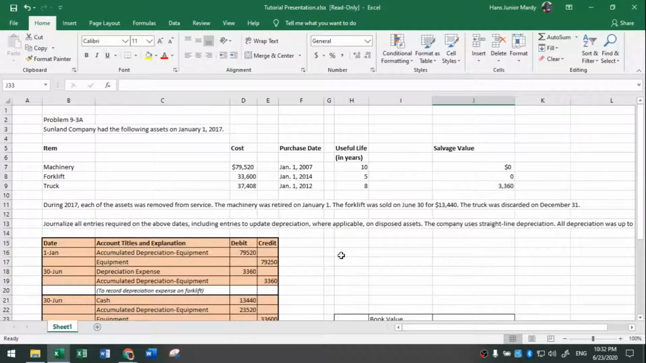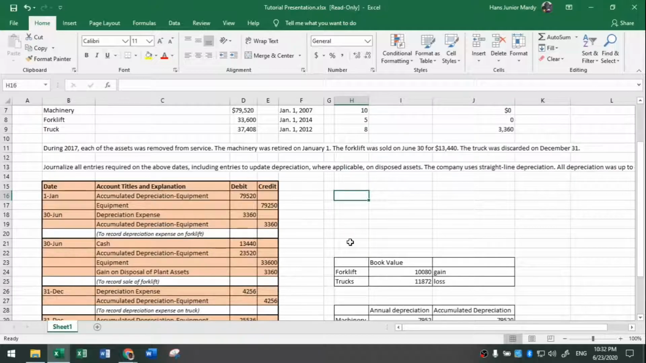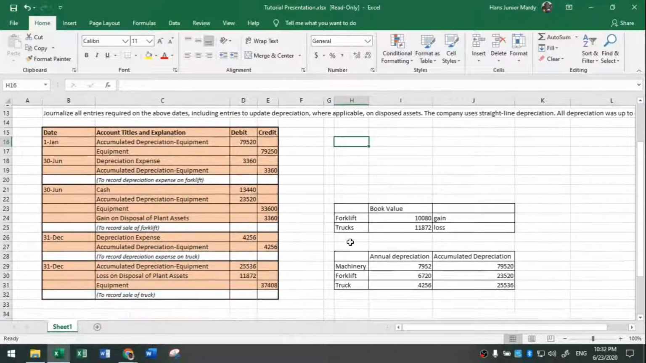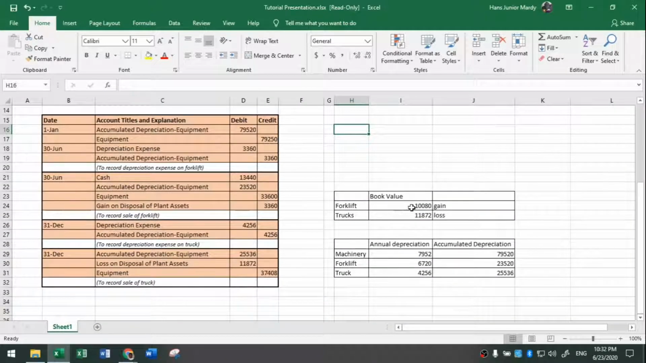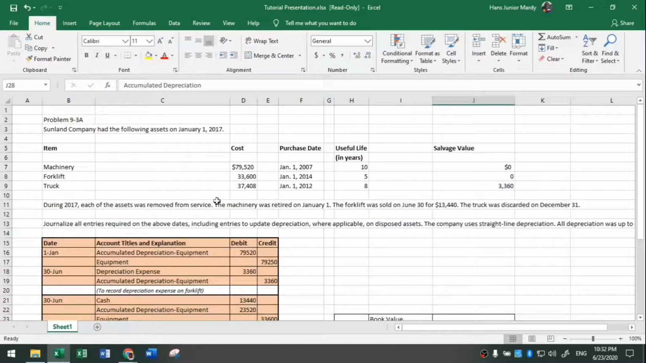As you can see, it's all in Excel so that it can be more convenient for me. There are a couple of things that I've added so that I can have some better explanation. As you can see, I calculated the book value and I also had annual depreciation and accumulated depreciation as well. So let's go into our problem and see what was said.